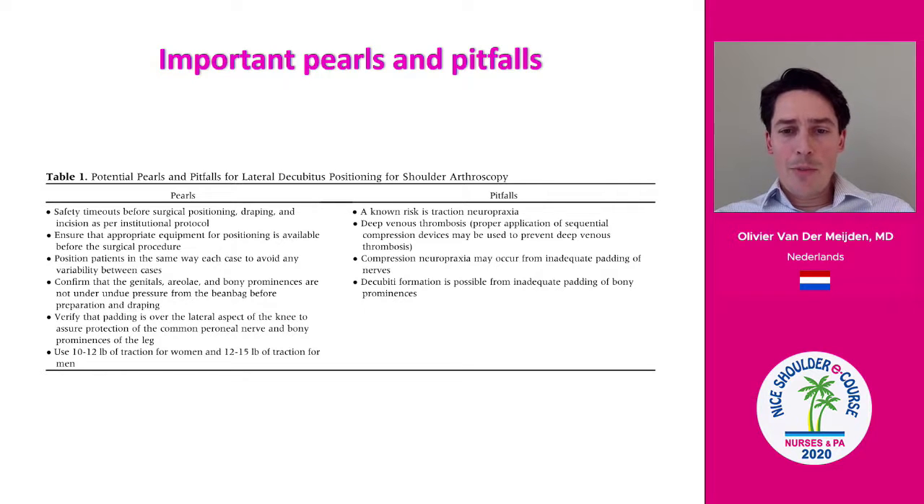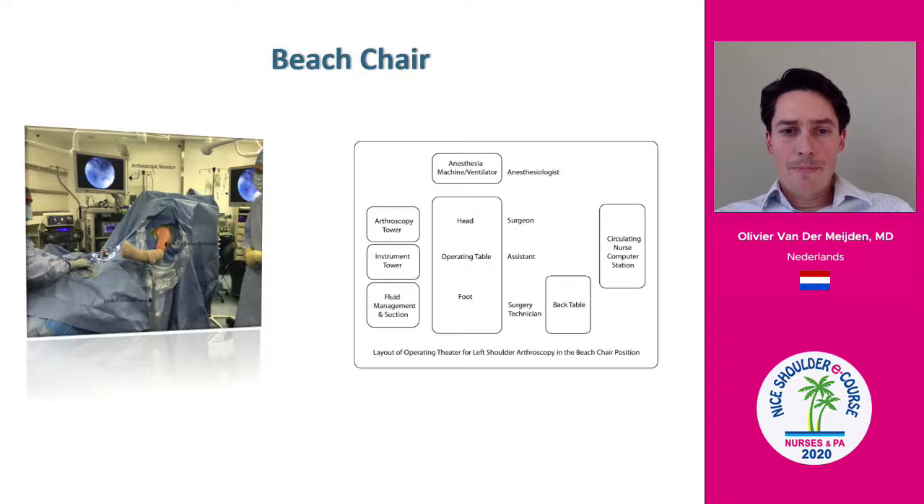Good visualization, particularly of the anterior and posterior labral complex, but there's a known risk of neuropraxia when you apply traction to the arm. So never go over 4 to 5 kilograms of traction to the arm, as you can cause stress on the brachial plexus.